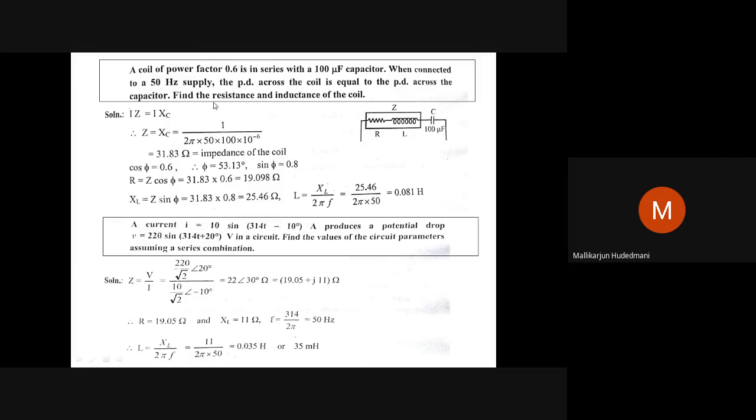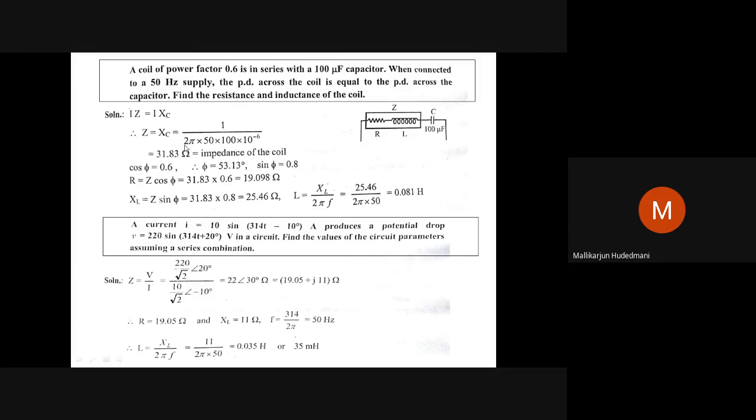Ultimately, what are we supposed to get? Resistance of the coil and inductance of the coil, nothing but R and L, which are there in the Z. So when I get the Z value, I have to separate R and L individually. To do that, first we have to obtain Z. That's I into Z equal to I into XC. So let us operate. I and I cancel off. Z equal to XC.